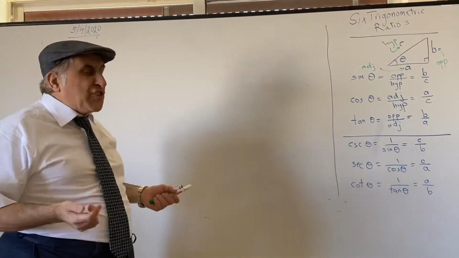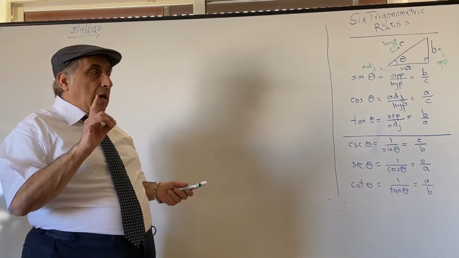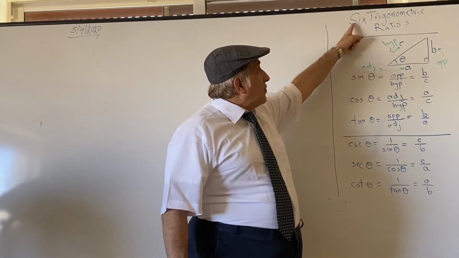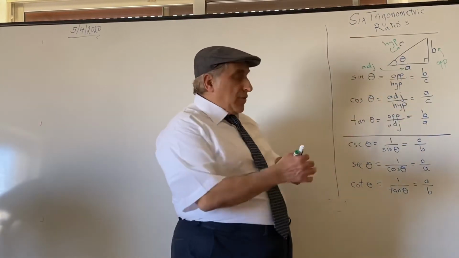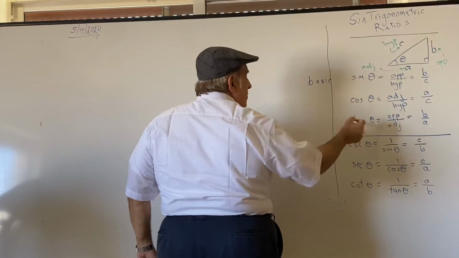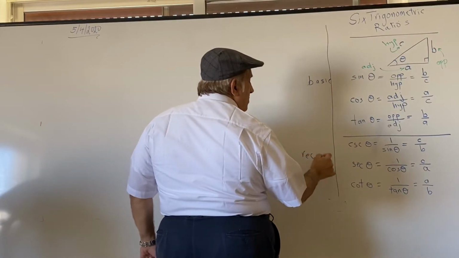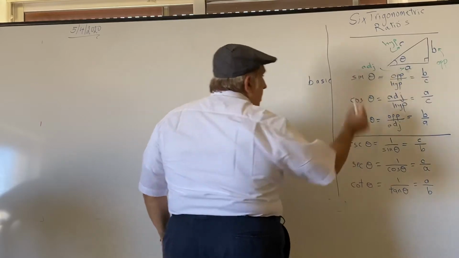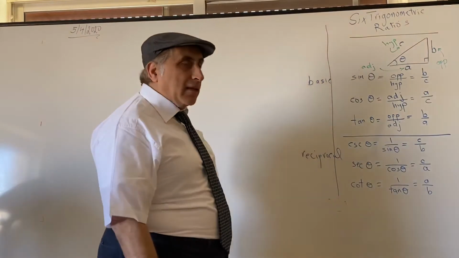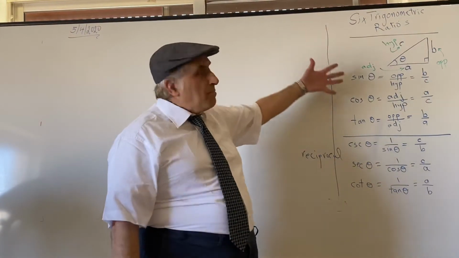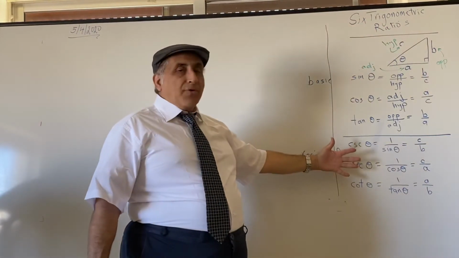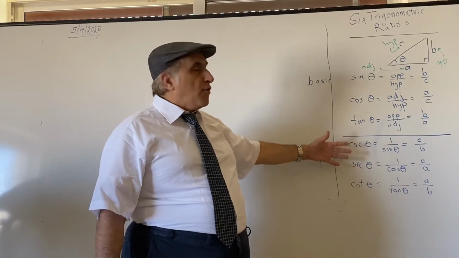But how about if I give you a side and an angle? If I give you a side and an angle, then I must be able to use the 6 trigonometric ratios. These are called the basic ones, and these are called the reciprocal ones. We have here 6 trigonometric ratios. We can shorten trigonometric by trig. So we say we have here 3 basic trig ratios, and there's another 3 reciprocal ratios that can be used in further math.